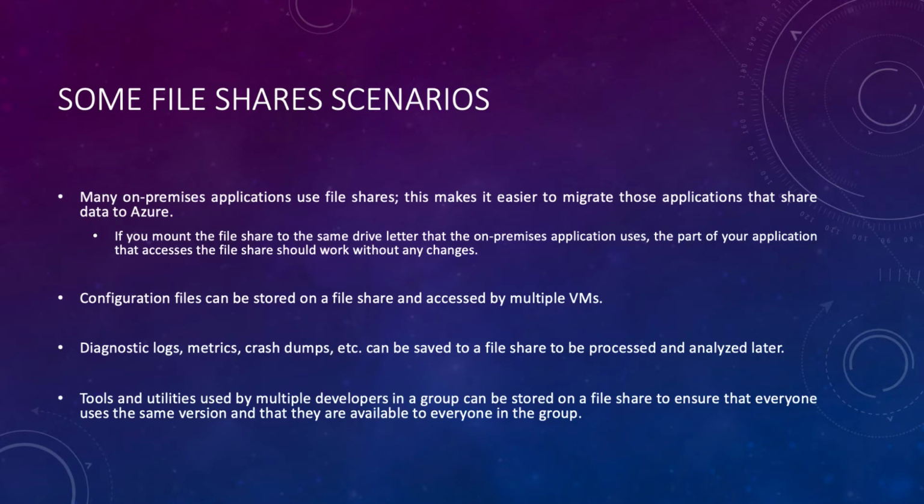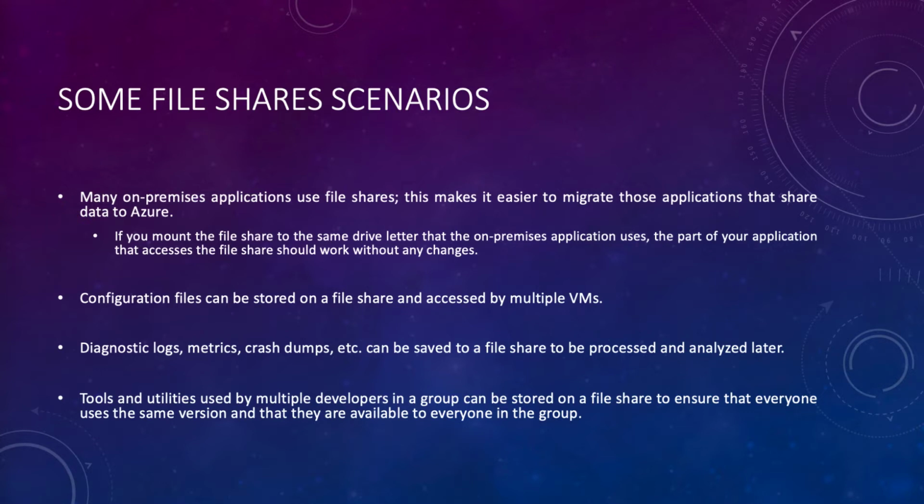On top of what we already discussed, let's see some of the scenarios where you can use file shares. Many on-premises applications use file shares. This makes it easier to migrate those applications that share data to Azure. If you mount the file share to the same drive letter that the on-premises computer and application are using, the part of your application that accesses the file share would work without any changes, and it's going to be transparent to the application.